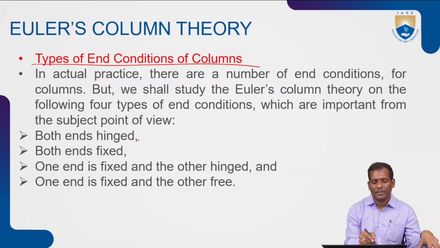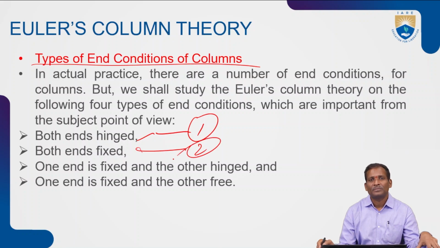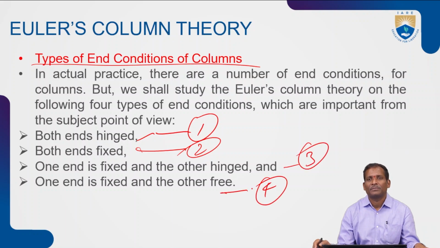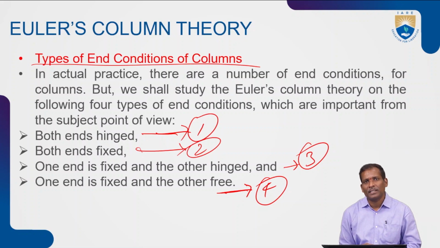First, both ends hinged. The second one, both ends fixed. The third one, one end is fixed, other end is hinged. The fourth one, one end is fixed, other end is free. So these are the 4 end conditions of the column. Based on these conditions, we have to derive the equations. I will show you one condition here, how to derive Euler's column theory, Euler's buckling load formula.